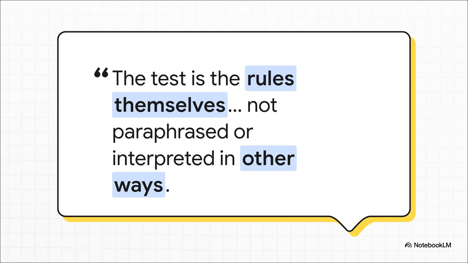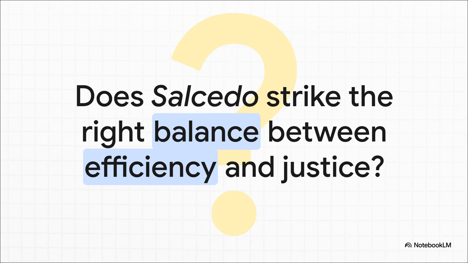That's it. And that leaves us with a final, bigger picture thought for you to carry into your careers. Rule 293 is this fascinating balancing act. On one hand, it's about efficiency and protecting people from the burden of baseless lawsuits. On the other, it's about the fundamental right of every person to have their day in court. Whether the Salcedo test has struck the perfect balance between those two powerful interests, well, that's a question the courts, and now you, will continue to grapple with.